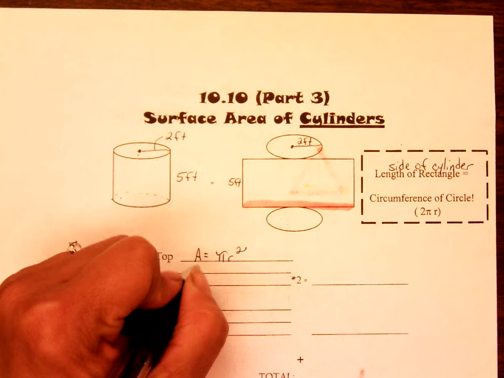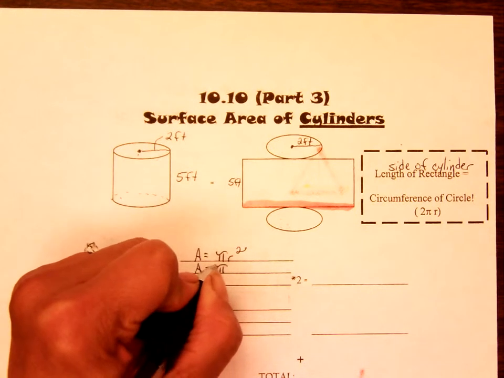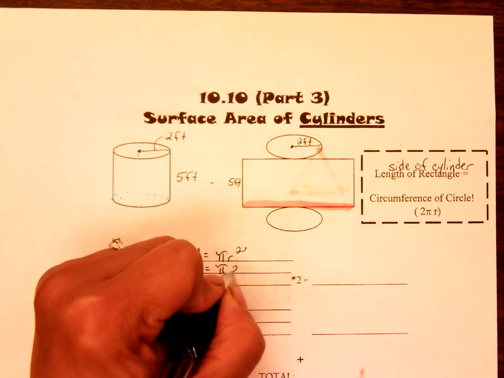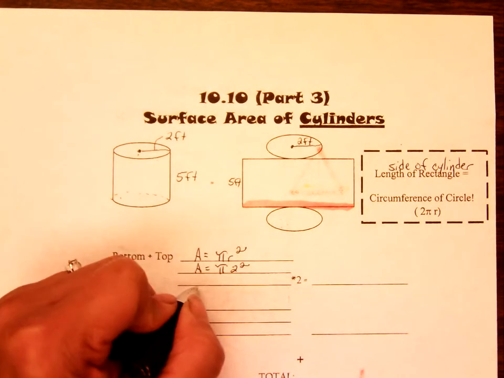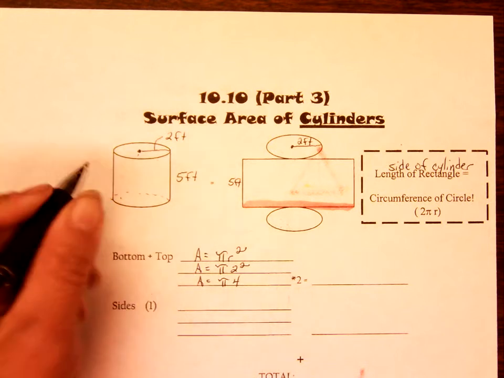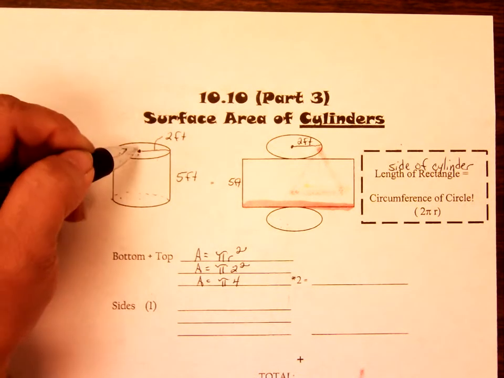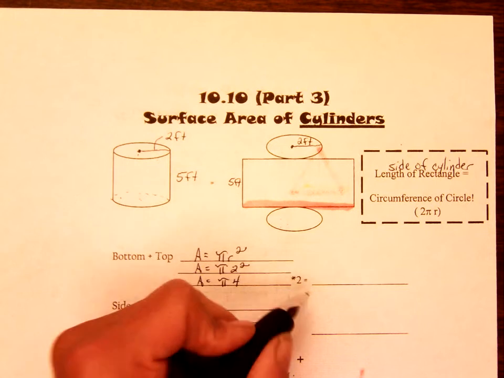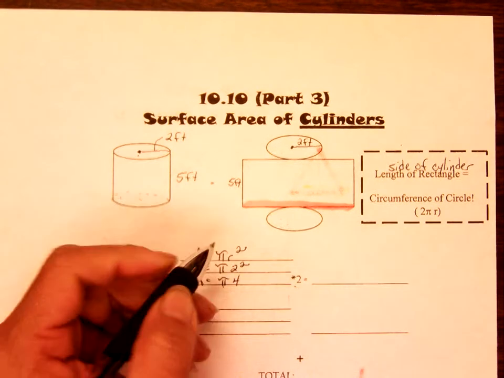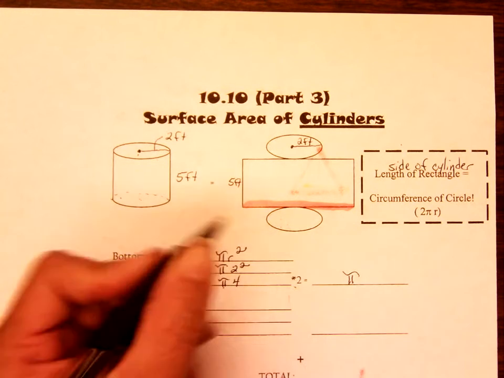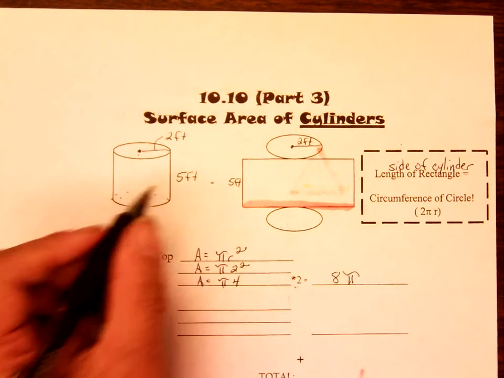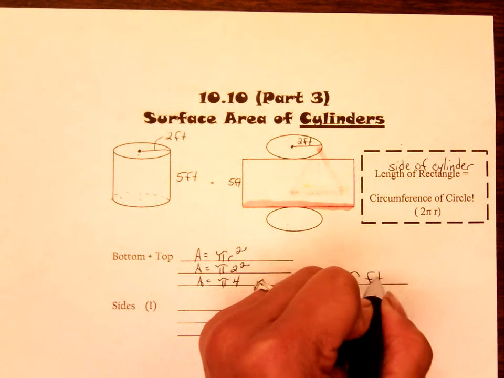So now you have A is equal to pi, so you keep pi. R is radius, which is 2, so you write 2 squared. And then you have A is equal to pi, 2 squared is 4. There's a top and a bottom, so that's why you multiply it by 2. So if you keep pi as pi, and you multiply 4 times 2 is 8. So 8 pi, and your units is feet squared.